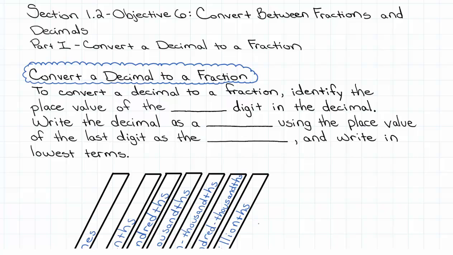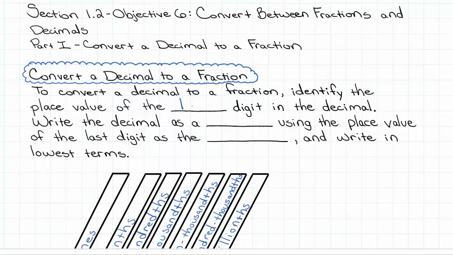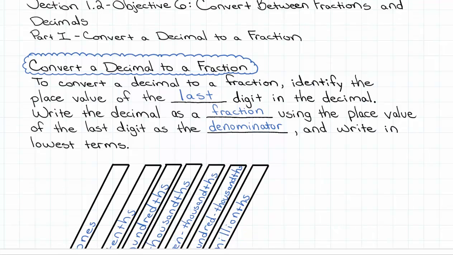To convert a decimal to a fraction, identify the place value of the last digit in the decimal. Write the decimal as a fraction, using the place value of the last digit as the denominator, and write in lowest terms. So in order to do this, we're going to have to know our place values.